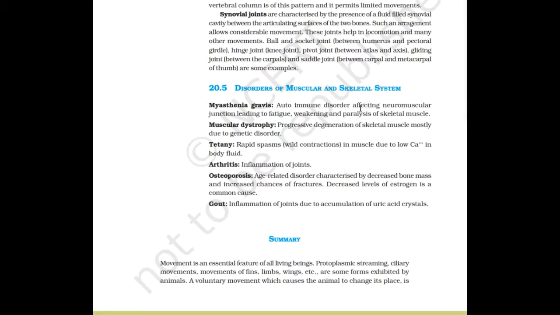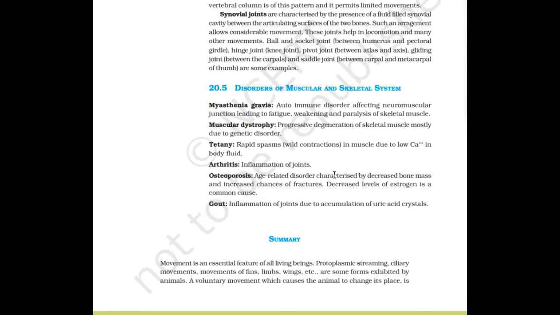Let us see the disorders of the muscular and skeletal system. Myasthenia gravis, an autoimmune disorder affecting the neuromuscular junction, leading to fatigue, weakening and paralysis of skeletal muscles. Second disorder is muscular dystrophy, progressive degradation of skeletal muscles mostly due to a genetic disorder. Tetany, rapid spasms, wild contraction in muscle due to low calcium in the body fluid.